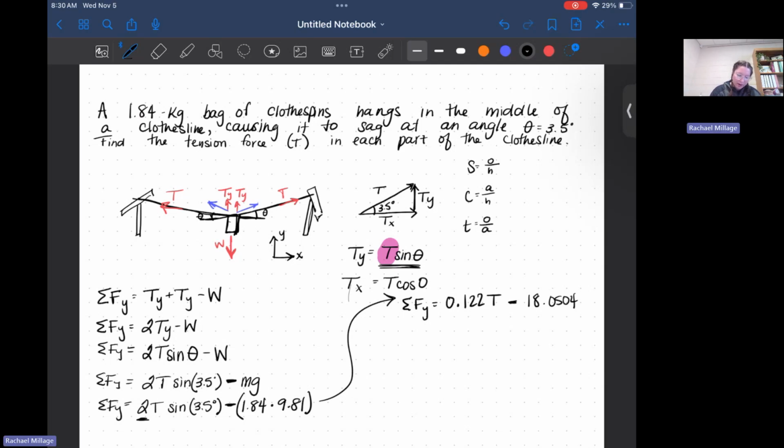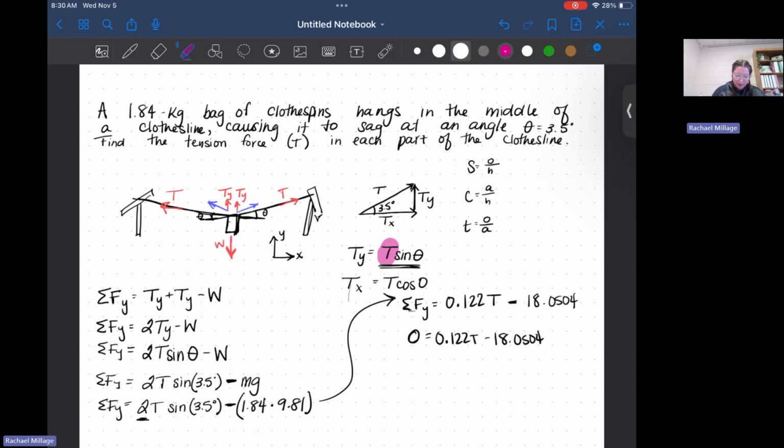Okay, but now I'm dealing with this sum of forces in the y direction. I kind of want to get rid of that. But hey, remember, this is an equilibrium. Nothing is moving. So I can replace this sum of forces in the y direction with 0. 0 equals 0.122T minus 18.0504.